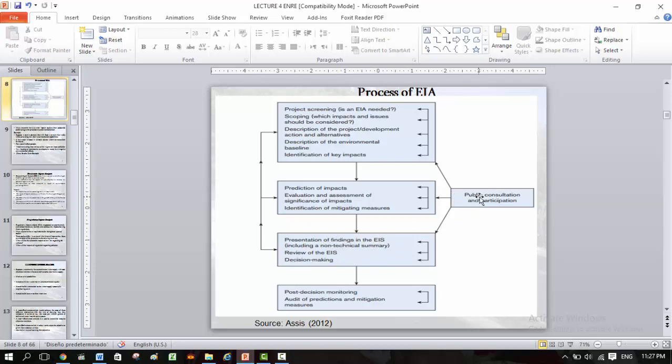And all this should be done with the public consultation and the participation. It means that in order to carry out an environmental impact analysis, the consultation of the public and their participation is very important. And after this, we move toward the post decision. Once a decision is made, then we move toward the post decision monitoring, and we see whether there have been any flaws in the decision or not, and at the end the audit of the prediction and mitigation measures is undertaken.